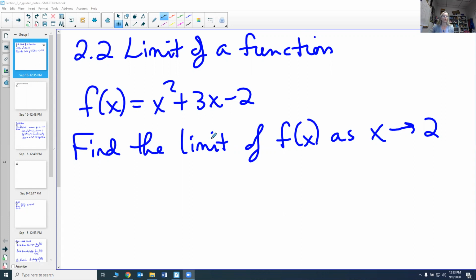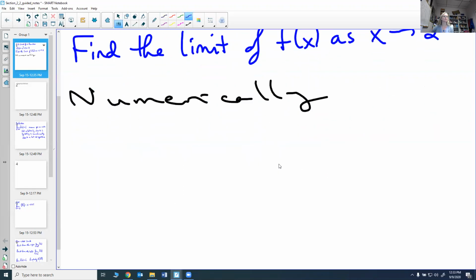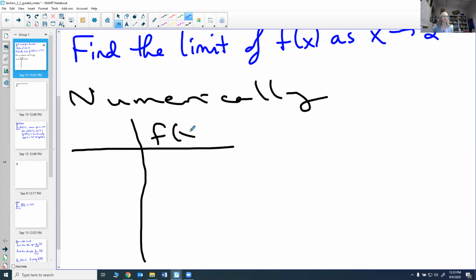We're going to actually do this what we call numerically. So we're going to find this answer by trying to find out what the value is. What that means is we're going to pick values for x that get closer and closer to the number 2, and then we'll see what happens to the function values, what happens to the y values.